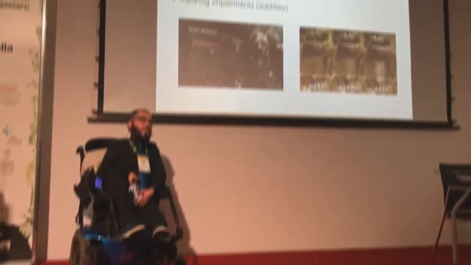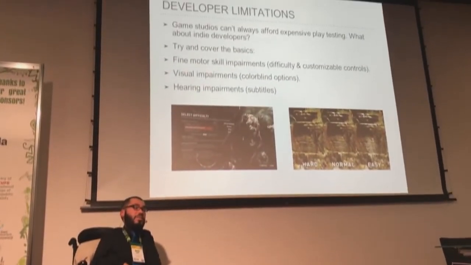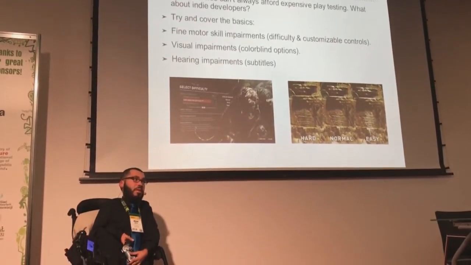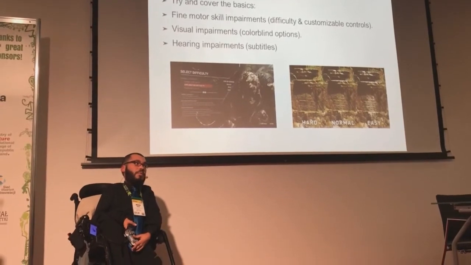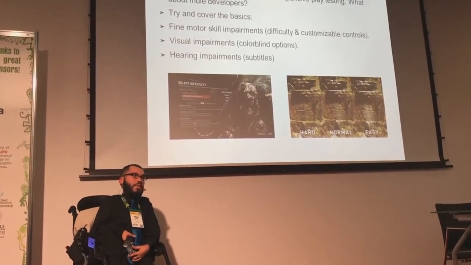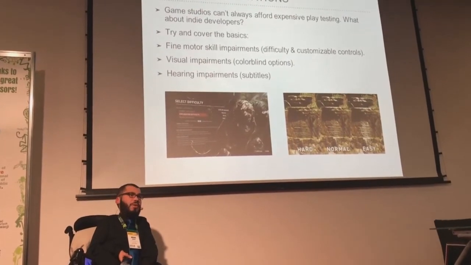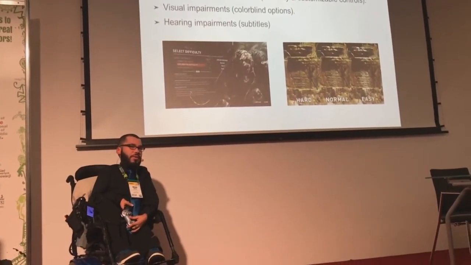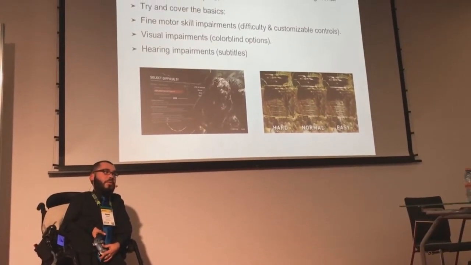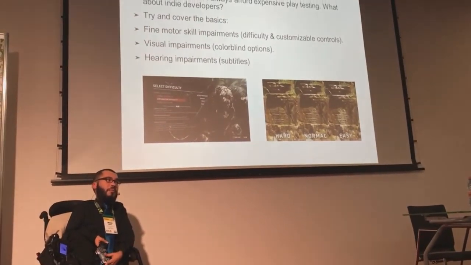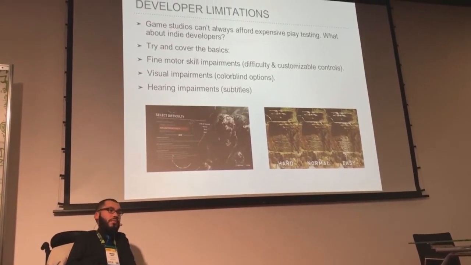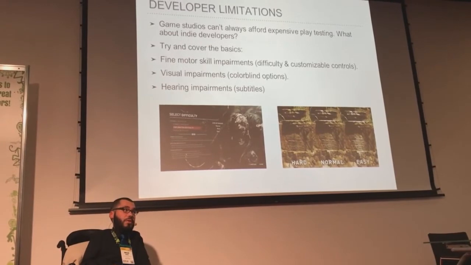Disabled gamers with motor skill impairments find that simply having customizable controls, changing key binding, helps a lot. For people with visual impairments, colorblind options are important. Things like whether an item is distinguished solely by the color red and green can really make things difficult for some colorblind players. And like I said before, for hearing impairments, just having subtitles. Captions is great, subtitles is good.